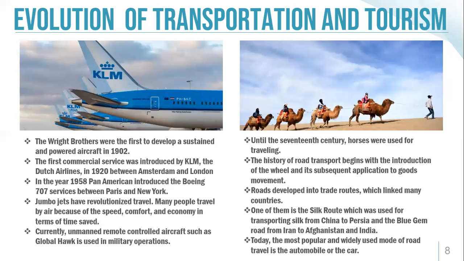Roads were developed because of business and trade. One of the famous ones is the Silk Road, and also the Blue Gem Road. The Silk Road connected China to Persia, and the Blue Gem Road connected Iran to Afghanistan. They were selling silk from China to Persia, and from Persia to China. Currently, the most widely used road travel is the automobile, or car.